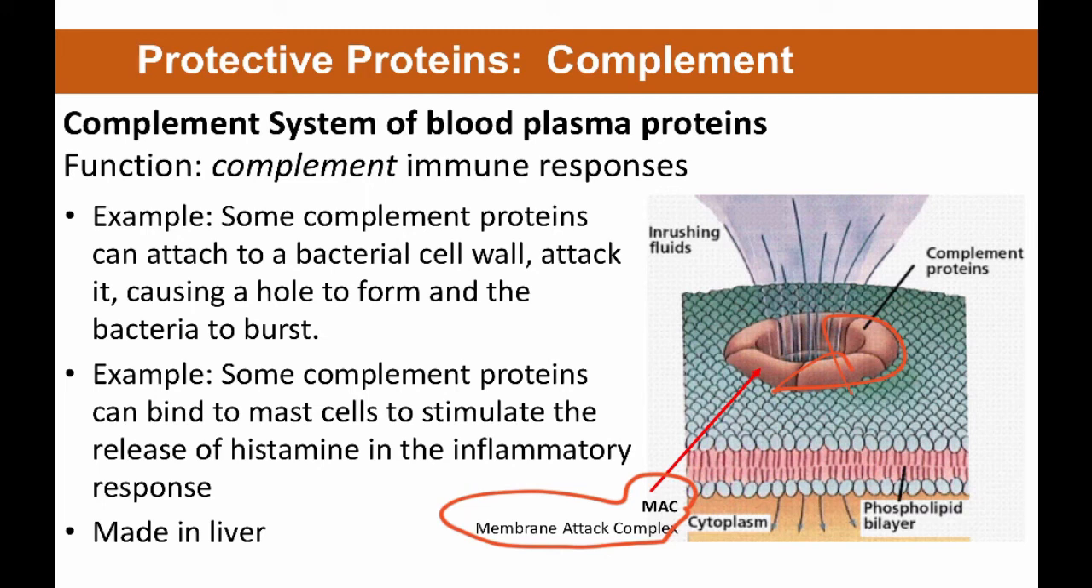Other kinds of complement proteins can bind to mast cells, those resident immune system cells present in tissues, to stimulate the release of histamine, so they influence the inflammatory response.